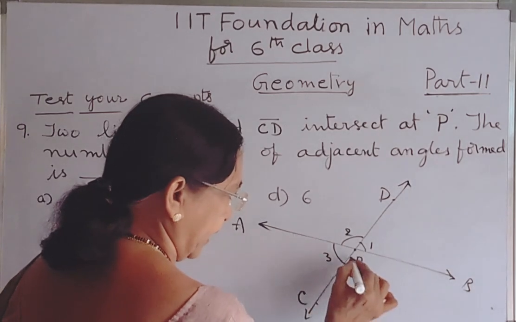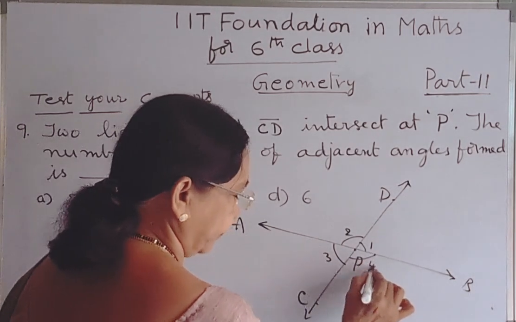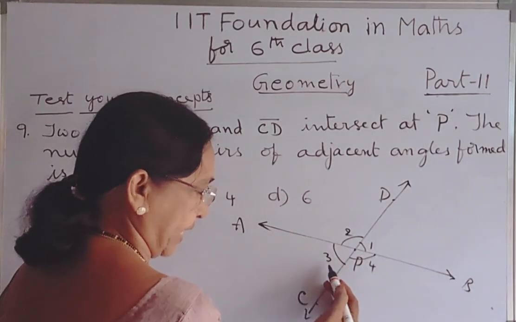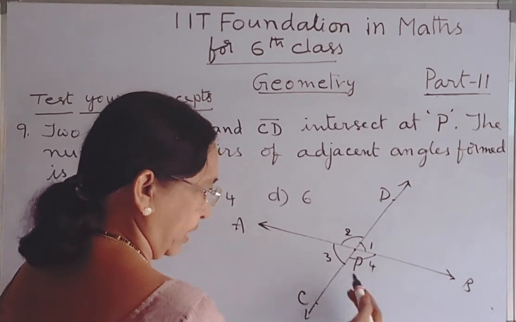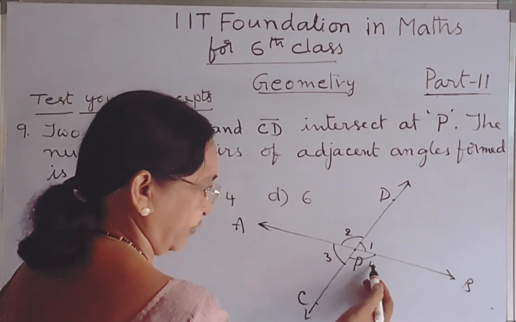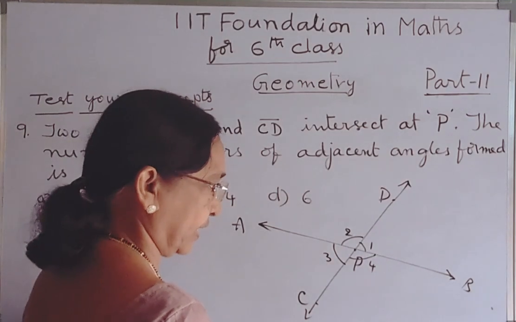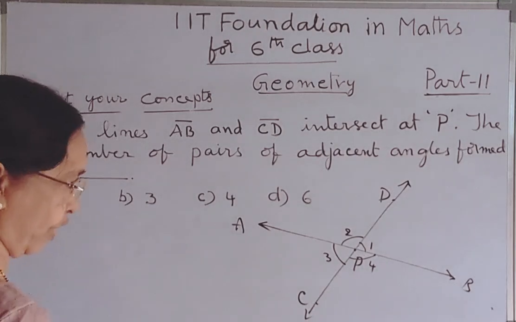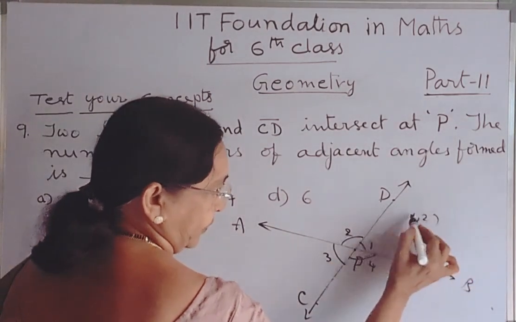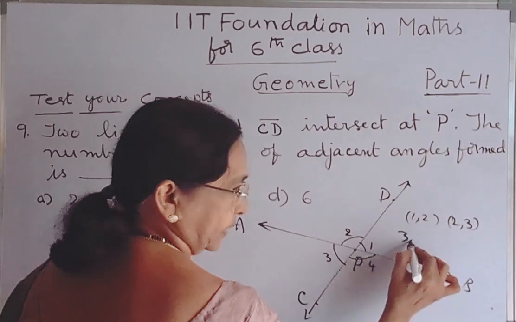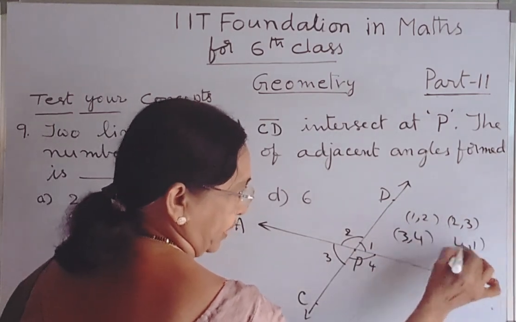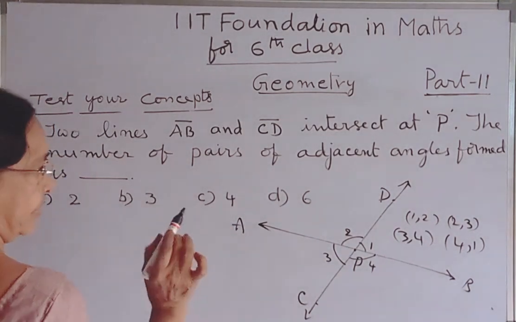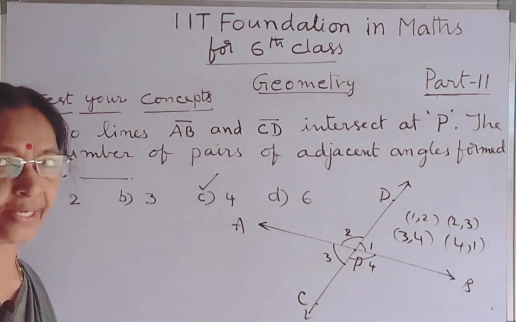Let this angle be 3 and this angle be 4. The angles 2 and 3 are another pair of adjacent angles. 3 and 4 are another set of adjacent angles, and 4 and 1 are another set of adjacent angles. Therefore, altogether 4 pairs of adjacent angles are formed. They are 1, 2; 2, 3; 3, 4; and 4, 1. So when two lines intersect at a point, 4 pairs of adjacent angles form. Therefore, option C is correct.